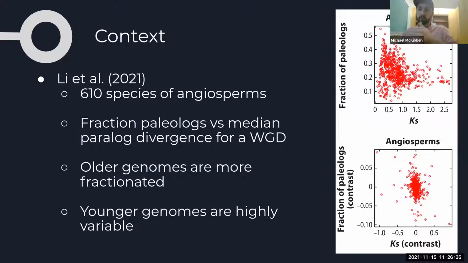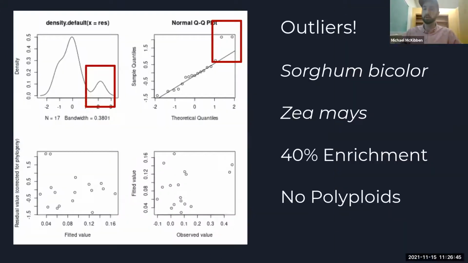And so for further testing beyond this point, I did PGLS controlling both for the age of the WGD in the form of Ks, as well as the level of fractionation in those genomes. The second caveat: I removed 2 species from the analysis that were outliers, Sorghum bicolor and Zea mays, which is sorghum and corn, because they had a 40% level of enrichment compared to the average of 9. Similarly, no polyploids were included in this analysis as I was strictly interested in diploids.